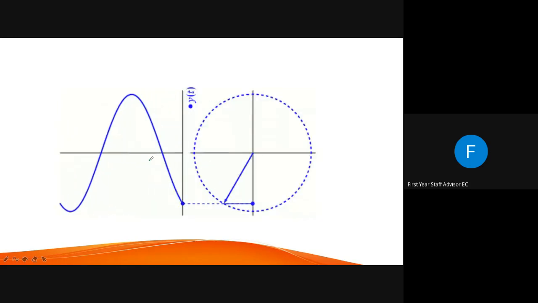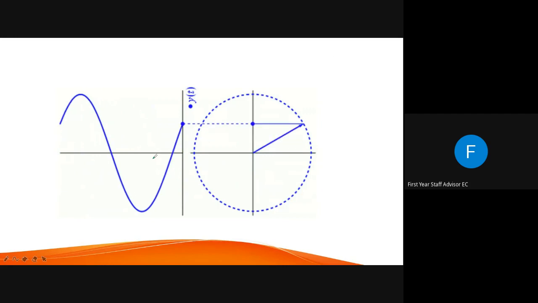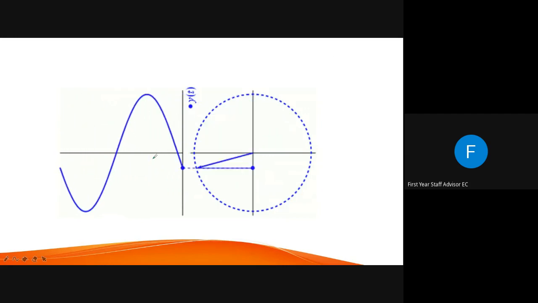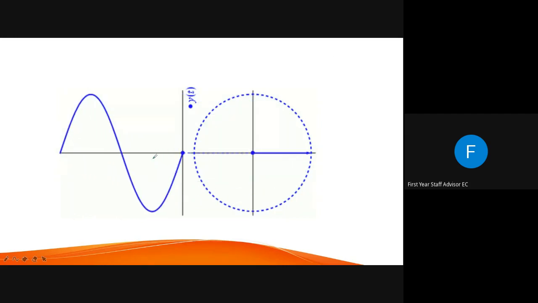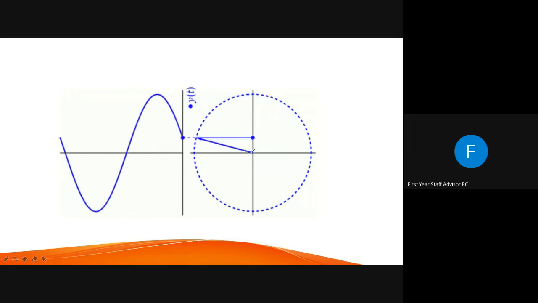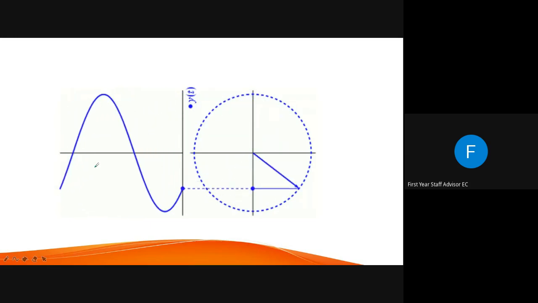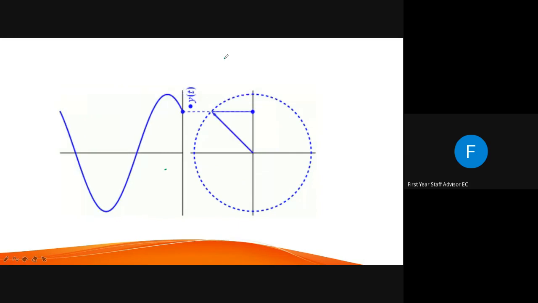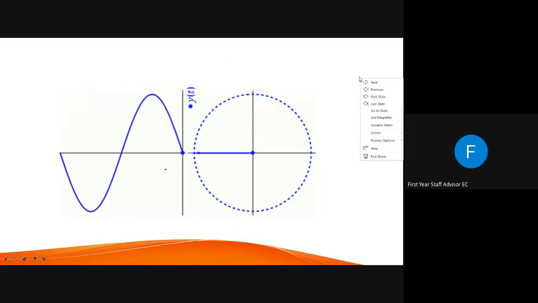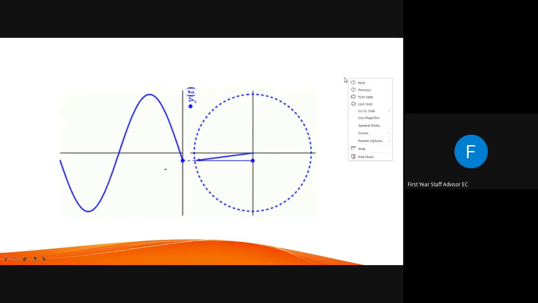Okay, I will show you one animation. I think you can see it in the form of an animation. Here, as the sine wave, now, okay, let me try to stop this one. Okay, now, okay, wait.